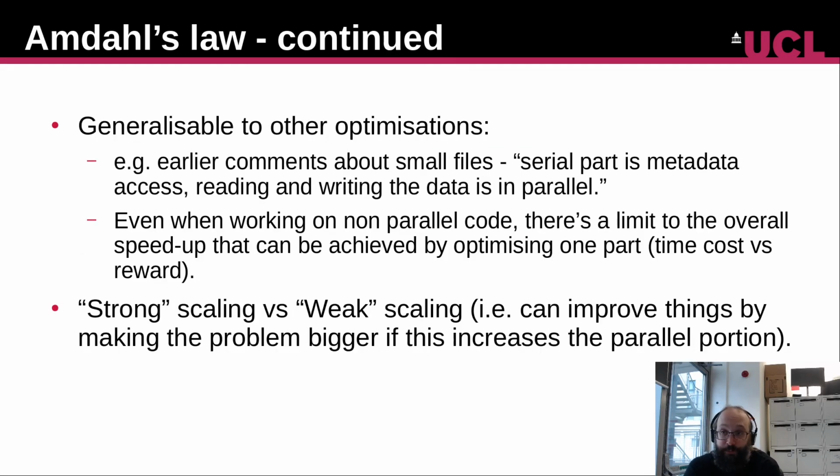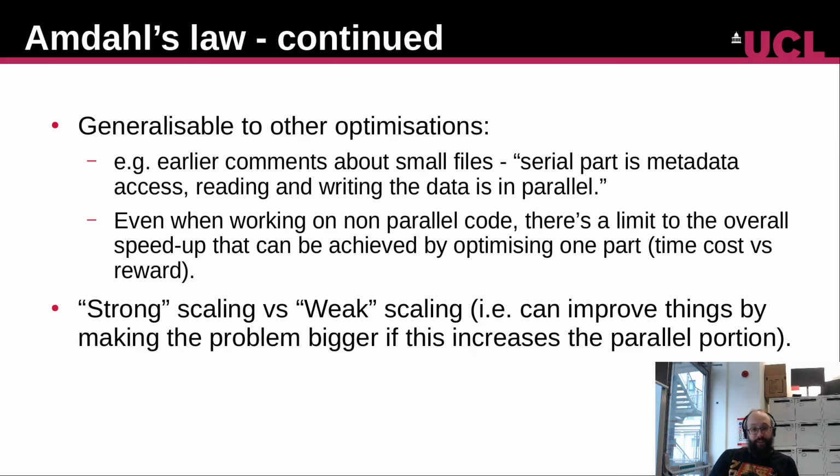It's generalizable to other optimizations. Take the example of writing files: the serial part is the metadata access, while reading and writing data is in parallel. Even when working on non-parallel code, the limit to the overall speedup you can get by optimizing one part is limited by effectively the same law. Instead of being serial and parallel, it's serial and the optimized bit.